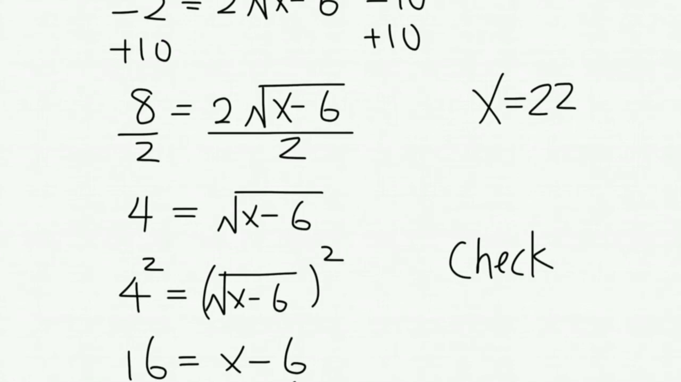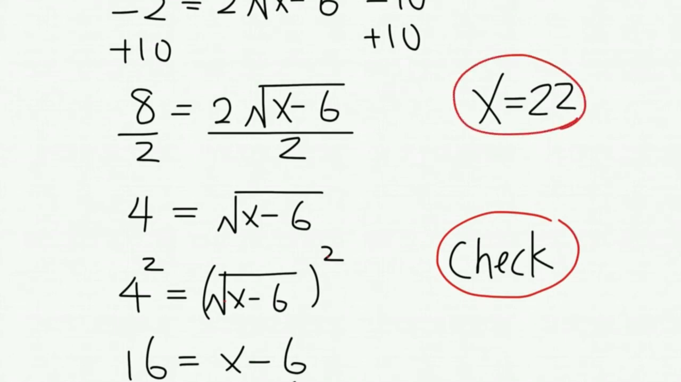Square both sides to get rid of the square root symbol. 4 raised to the second power, that's 16. Square root and square, they cancel each other. So I have x minus 6 on one side. Add 6 to both sides, x equals 22. Once again, don't forget to do your check by plugging in x equals 22 back into the equation.